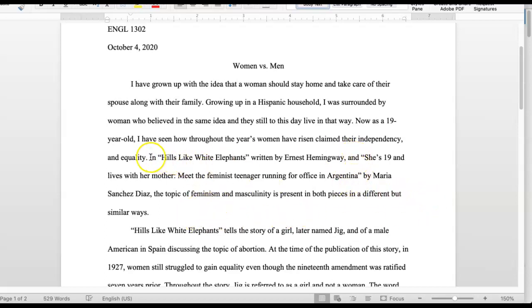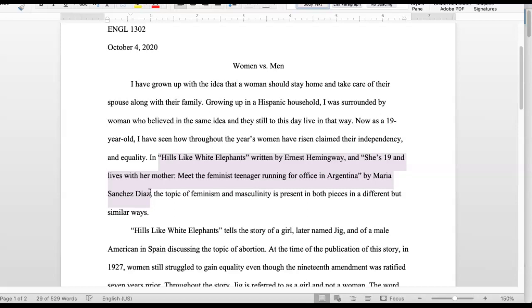Okay, so let's talk about this particular thesis. It's not a bad thesis. It really, really isn't. It's doing some really good things. Okay, let's talk about what it's doing well. It is writing the name of the pieces she's going to talk about right here at the beginning. So we know that she's going to talk about the story Hills Like White Elephants, and she has written the title correctly because she has written it in quotation marks. She said it was written by Ernest Hemingway, gives the full name of the author.